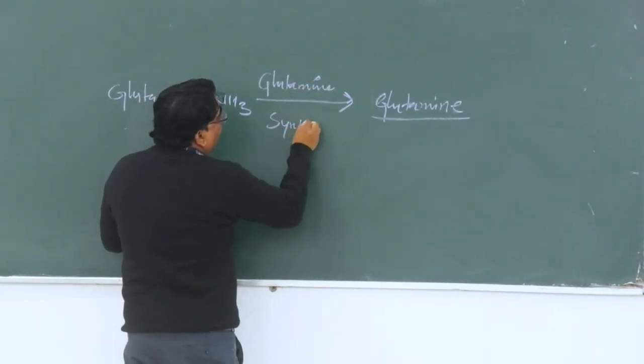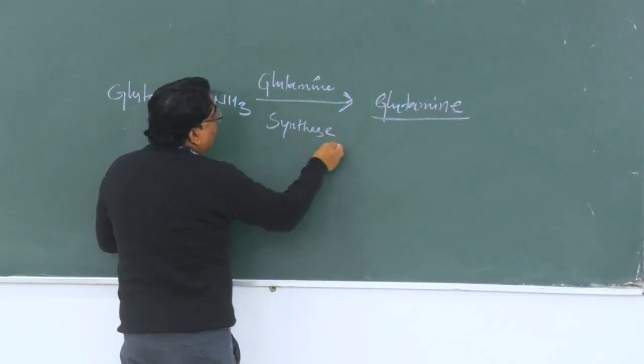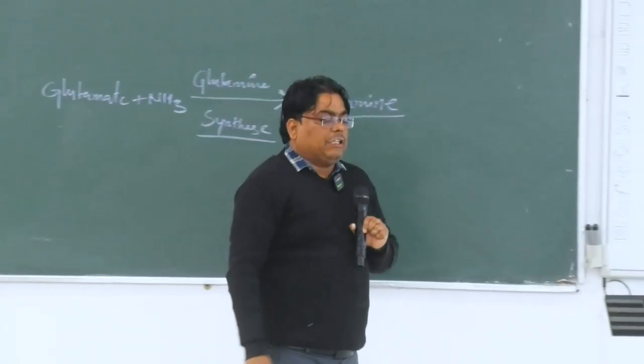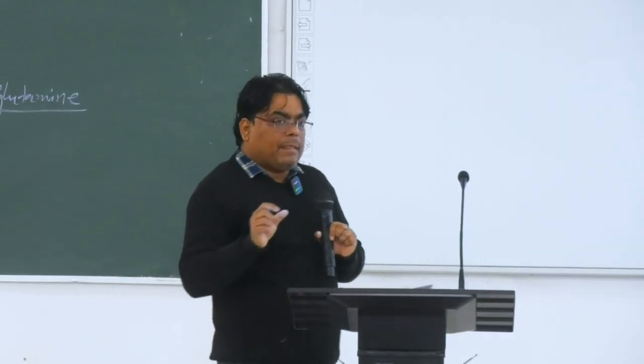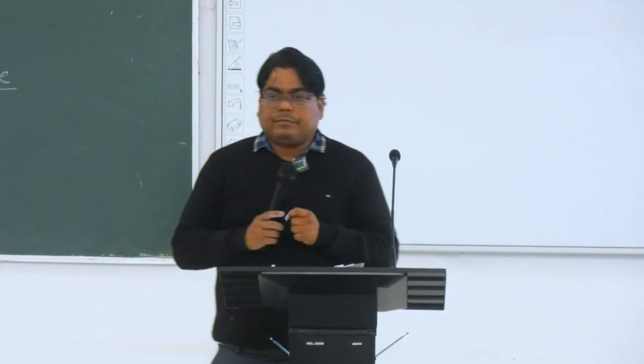Synthase. This is the storage form and transport form of ammonia. Ammonia is majorly present in the brain. If the elevated level of ammonia happens, what happens in the body? If intoxication of ammonia occurs, what happens?